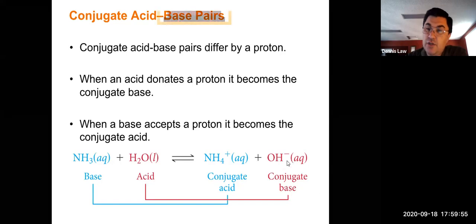If you look at the reaction going from right to left, it's the hydroxide that's going to be accepting the proton, and ammonia is going to be donating it going from right to left. And so this one's acting like an acid, this one's acting like a base, but because it's on the right side, we call it the conjugate acid and the conjugate base.